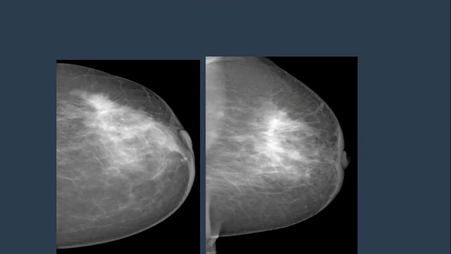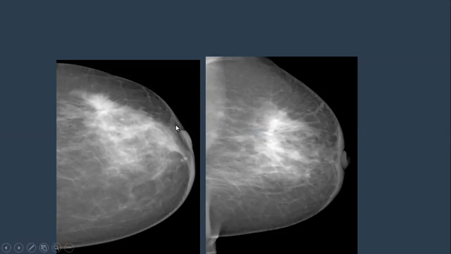This is the craniocaudal and mediolateral oblique view of the left breast, showing a spiculated mass with associated architectural distortion at the upper outer quadrant. Where is the spiculated mass? Can you see the spiculated mass in the standard view here? Does it have a consistent shape in the two views? No, it is a focal asymmetry in the craniocaudal view. Focal, this is focal.